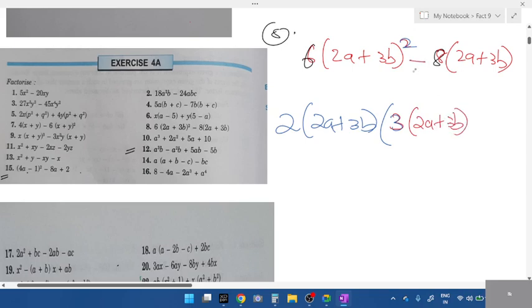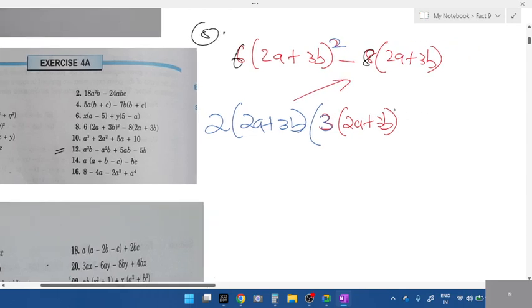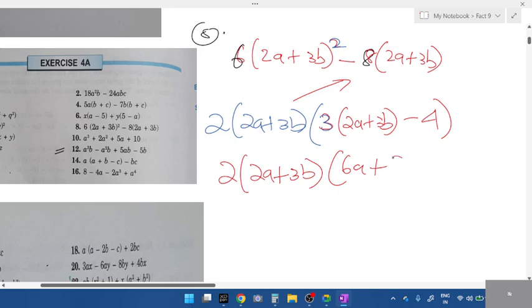This is done. Next, for the next one, it's just minus 4, right? Because these two get cancelled. Both get cancelled. That's it. This is the answer, students. Now, the outer bracket you don't have to multiply. Keep it as it is. But the inside one you have to open the bracket. Multiply 3 into 2a, 6a plus 3 threes are 9b, minus.